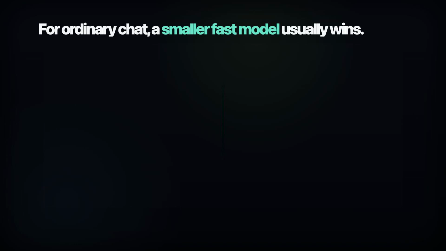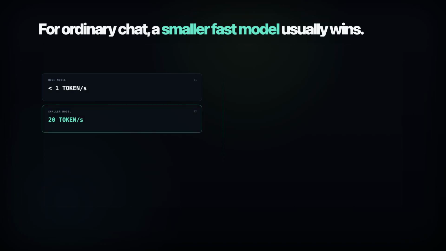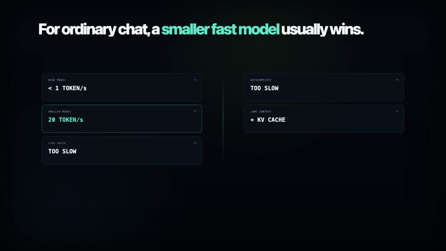So is running a huge model this way actually useful? For an ordinary chatbot, usually not. A smaller model that generates 20 tokens per second will often be more practical than a frontier-sized model generating one token every several seconds. You would not use SSD stream inference for a live voice assistant. You would not want it powering autocomplete while you type. And long context windows could require even more memory for the KV cache, separate from the model weights.